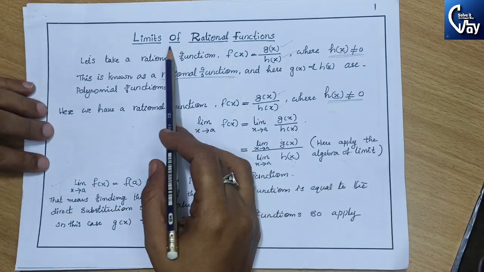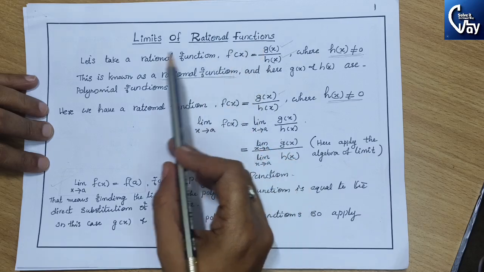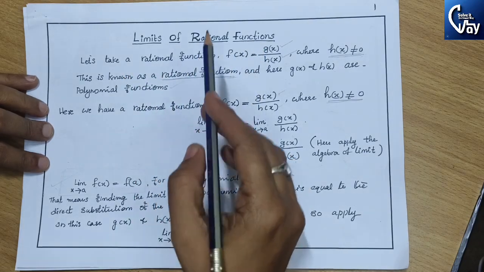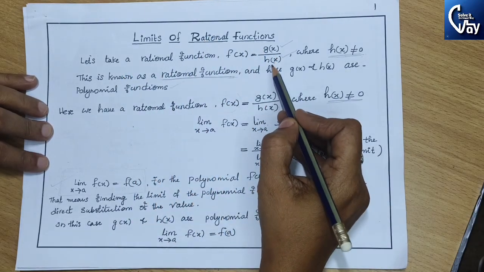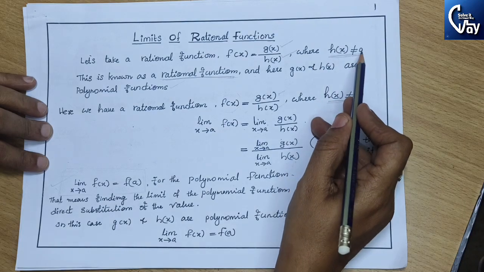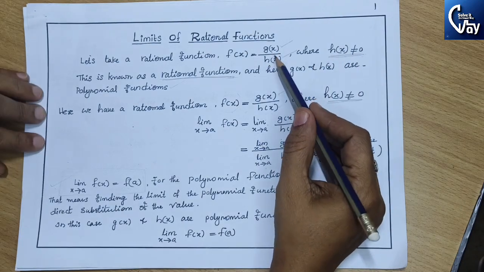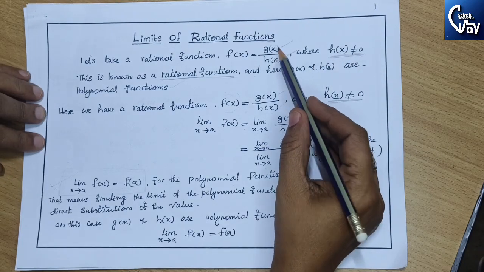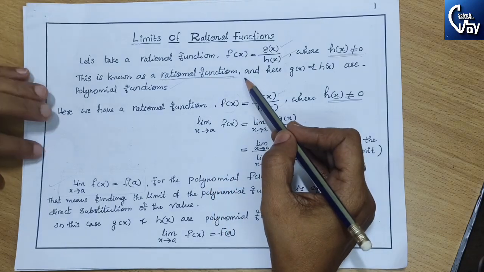Today we will discuss the limits of rational functions. Let's take a rational function f of x equals g of x by h of x, where h of x is not equal to 0. Here h of x and g of x are polynomial functions. This is known as a rational function.